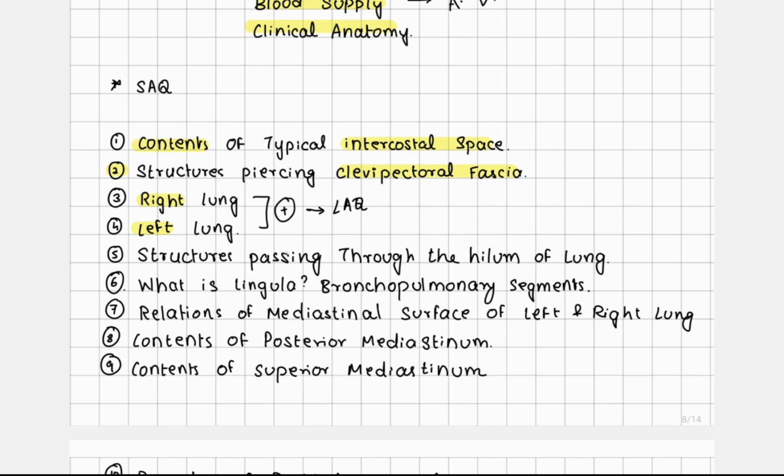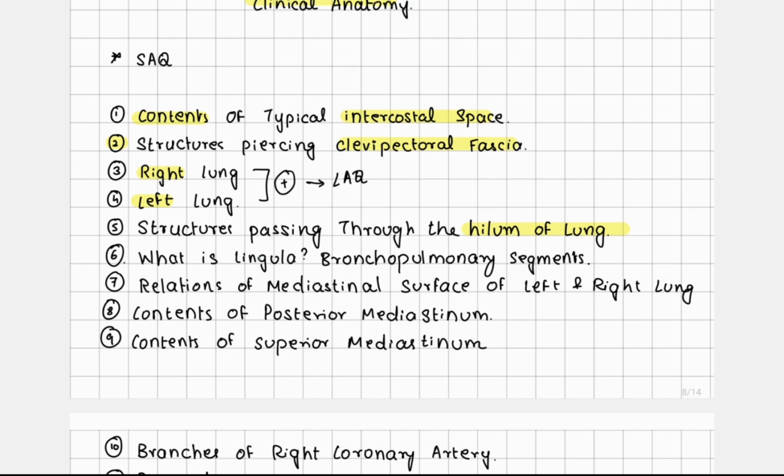Next is structures passing through hilum of the lung. Then what is lingula and bronchopulmonary segment can come as a question. Then relation of mediastinal surface of left and right lung. You need to draw diagrams for everything.